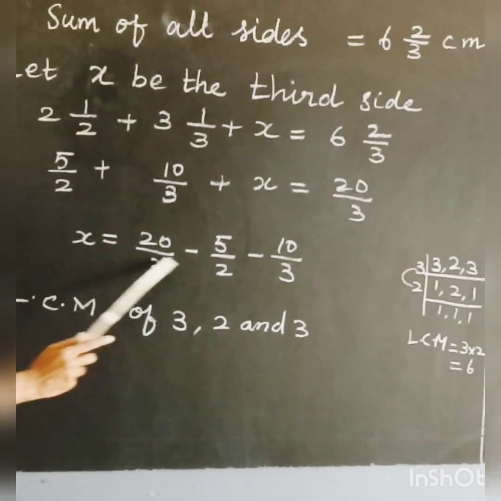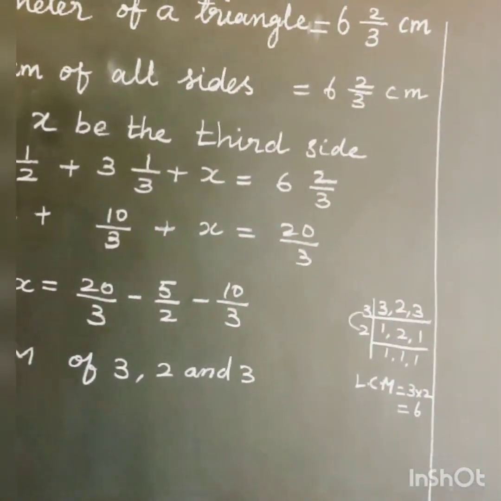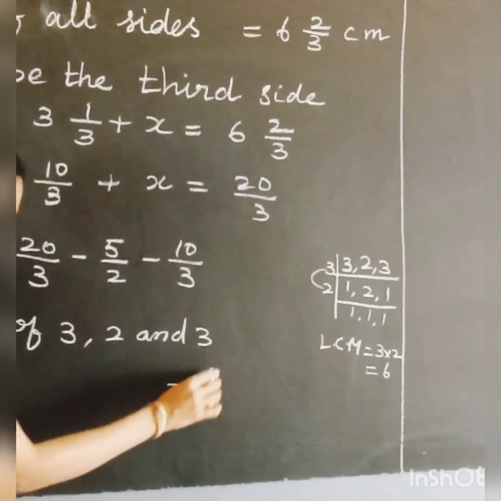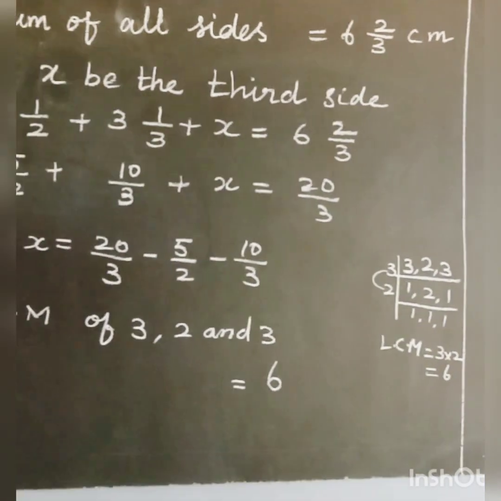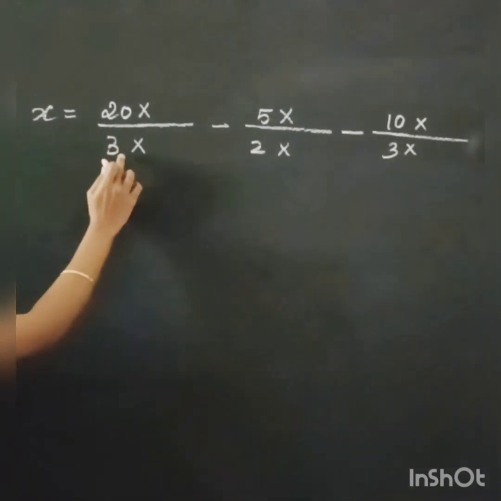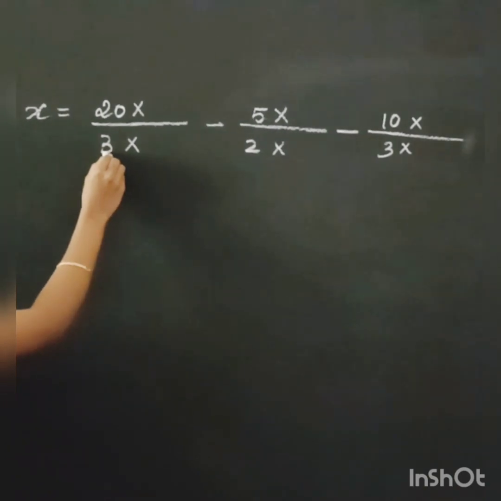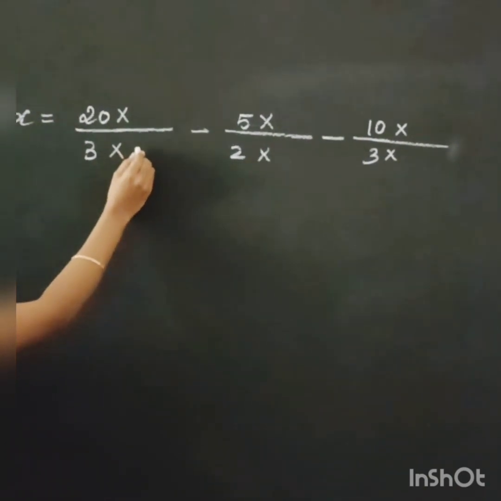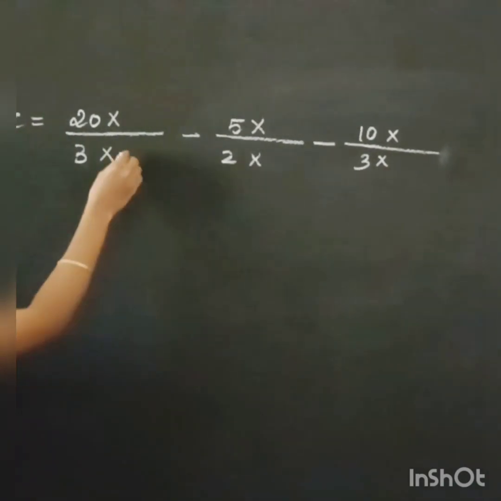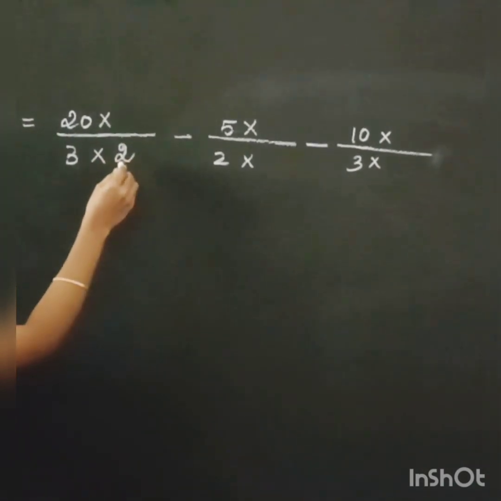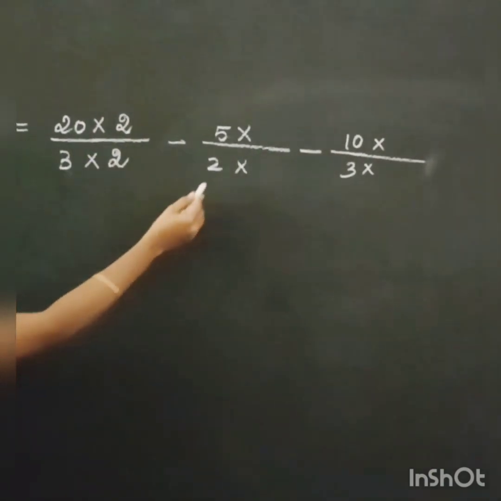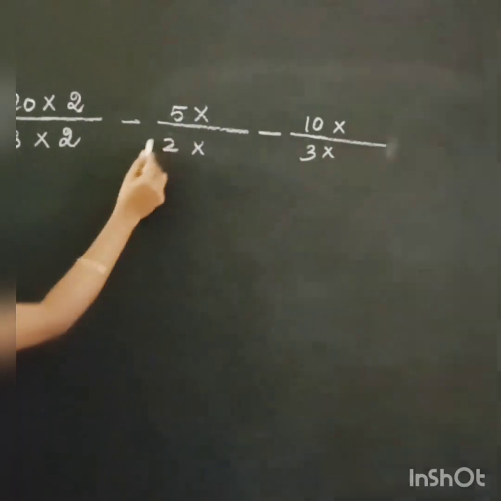Now we have to change the denominator to 6. What is the LCM answer? LCM answer is 6. Now see, the denominator is 3. We change it to 6. So in the 3 table, which number do you multiply to get 6? In the 3 table, 1 3s are 3, 2 3s are 6. So multiply here by 2. The same number you multiply by the numerator also. And see the next fraction, the denominator is 2.